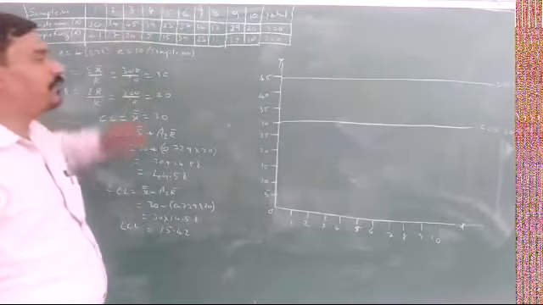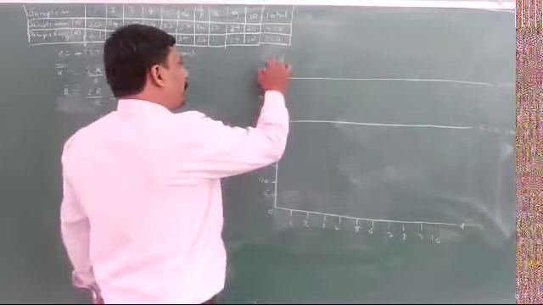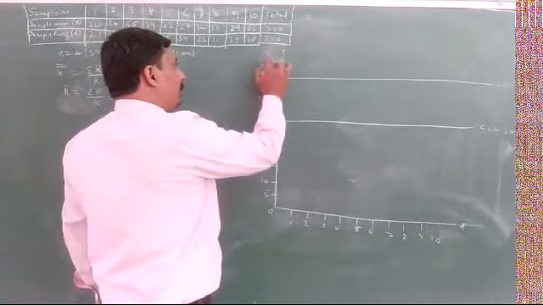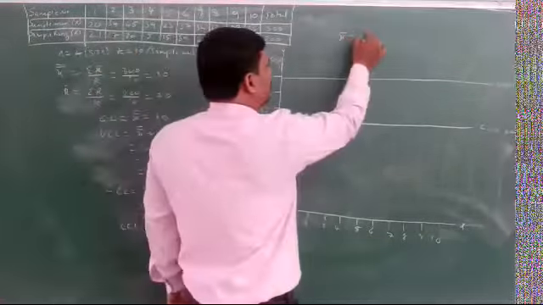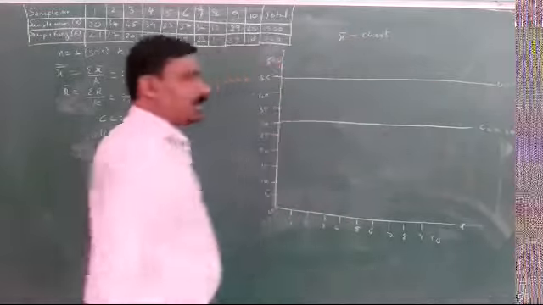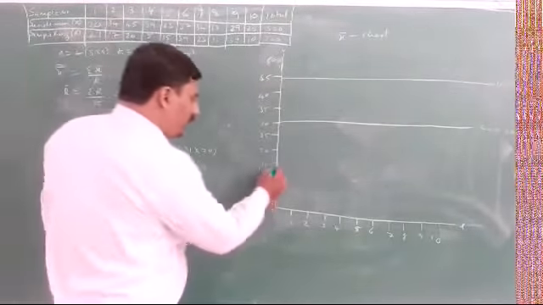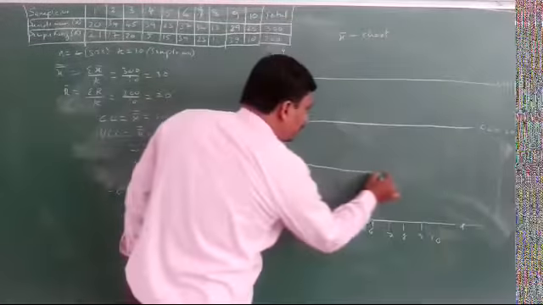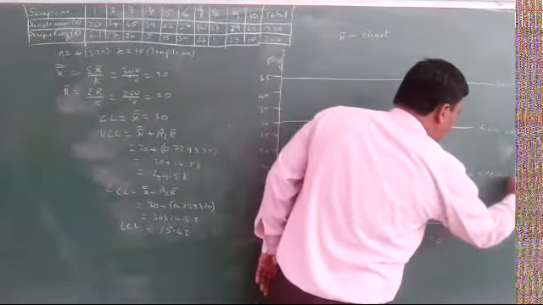So here it is 45. I will make it up to 50. Okay. So here the heading is X bar chart. Then the lower control limit is 15.42, just above 15.